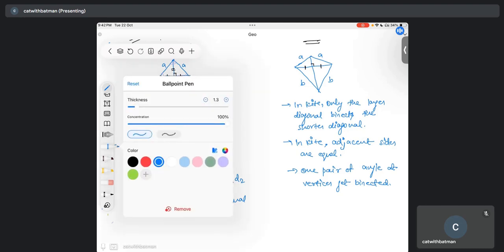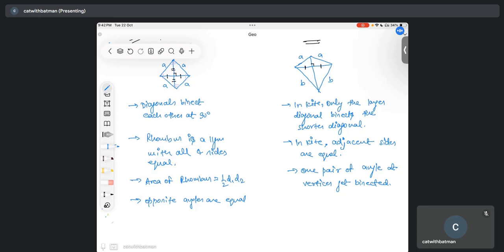I'm just writing down the points that will come very, very handy. And again, same thing for kite also. Area of kite can be given by half d1 d2 because again in this also diagonals are intersecting at 90 degree, not bisecting, they're intersecting at 90 degree. So sine 90 will be 1 and you will get the answer as half d1 d2.